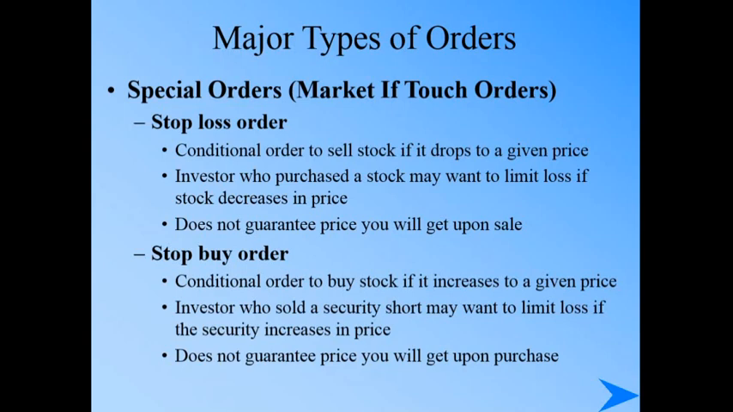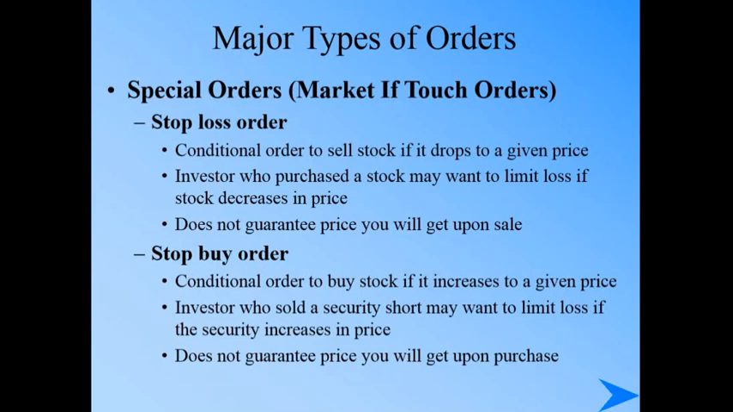You purchase the stock at 50 anticipating that it will increase in value, but you are wrong and the stock price starts decreasing. So how much loss do you want to bear? Let's say you say that I don't want a loss of more than 10 rupees on this stock, so you put a stop loss order at 40 rupees. Once the market touches 40, your order will become active, and then it will become a market order and it will be traded in the market.